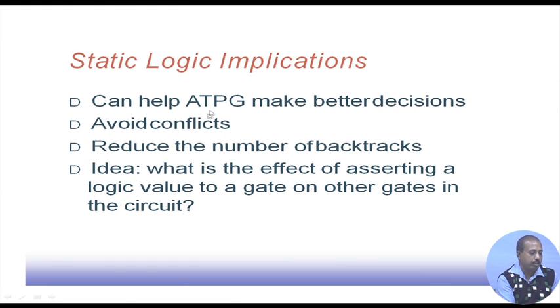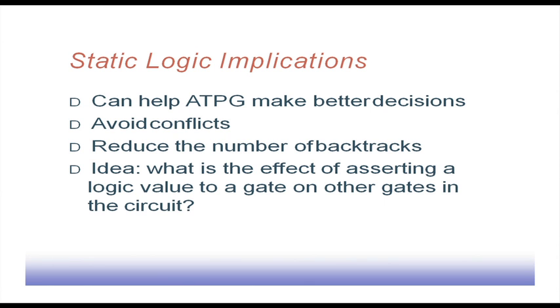These are the three outcomes if I can calculate some sort of logic implications. So we will see what logic implication is. The idea is: what is the effect of asserting a logic value on a gate on other gates in the circuit? We randomly pick one gate and see that if I want to set this particular gate point equal to 1, then what is the implication on other gates in the circuit. For example, if this output is feeding an OR gate, then irrespective of the other inputs to the OR gate, the OR gate output will become equal to 1.